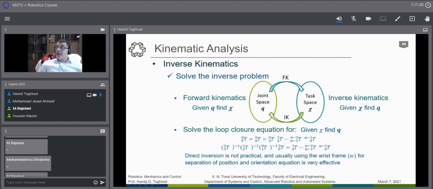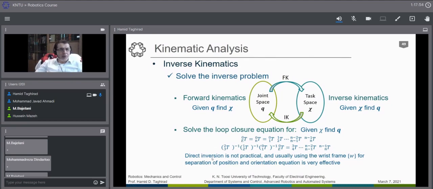If we would like to do that, usually we need some direct inversion, but it is usually impossible, because in direct inversion you have a fully embedded nonlinear equation. You cannot simply invert them. So there are many works to do that.